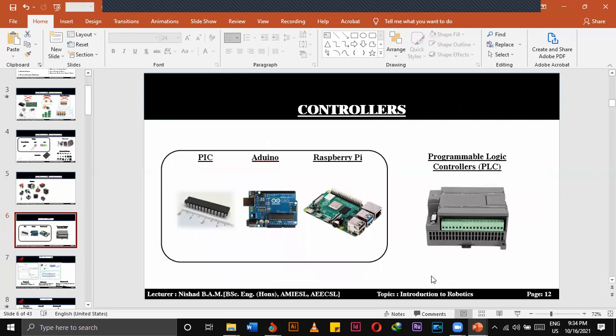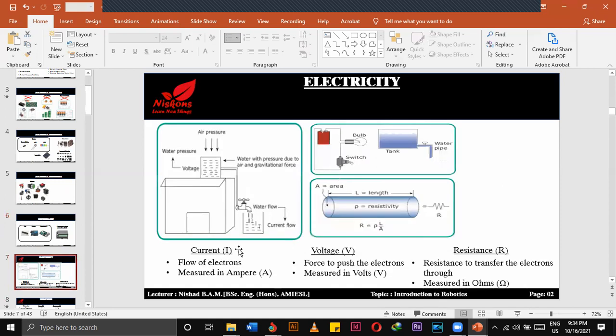These are the controllers that exist in the market, but there are also other controllers as well. In our course, we will discuss deeply about Arduino, but not about PIC and Raspberry Pi. The next one is current. Current is called the flow of electrons. Voltage is the force to push the electrons. How much force is pushing the electrons in the conductor is called voltage. Resistance restricts the flow of current.